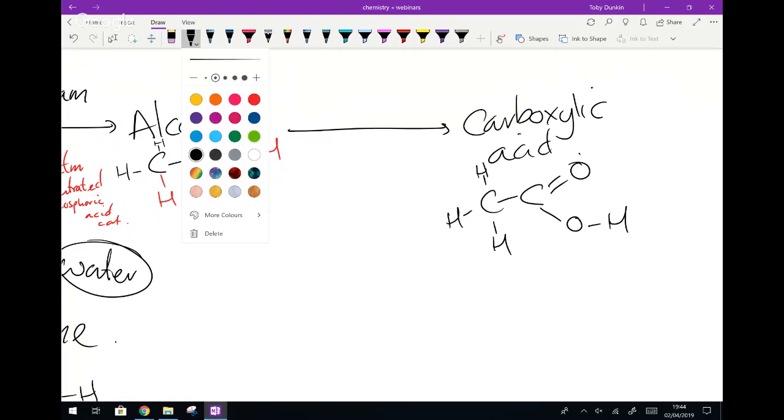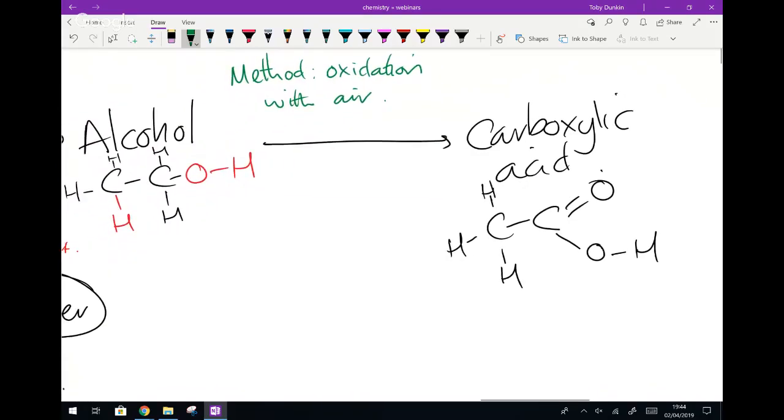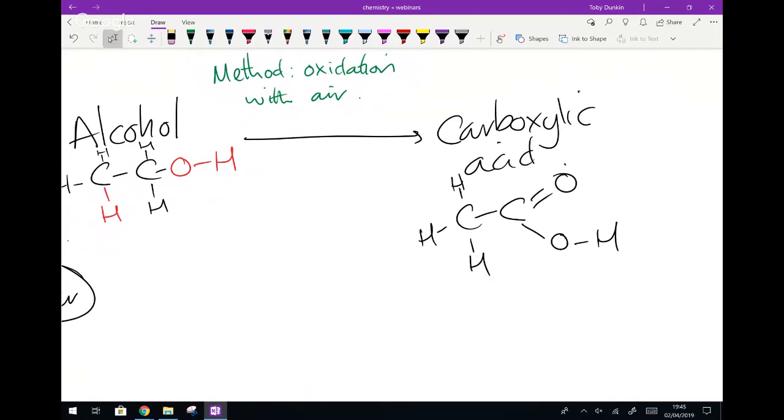Method number one, you'll notice I changed my color. Method one is oxidation with air. So if you leave a bottle of wine open, it'll turn into vinegar. This is why, next time you're out with your parents and they try the wine at the dinner table, you can ask them why they taste the wine, and see whether they actually know the real reason. The real reason is to check if it's been left open to air and has turned into vinegar.